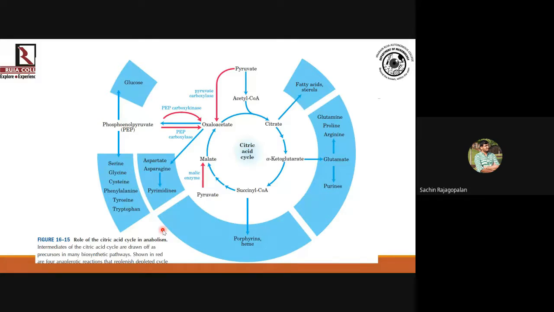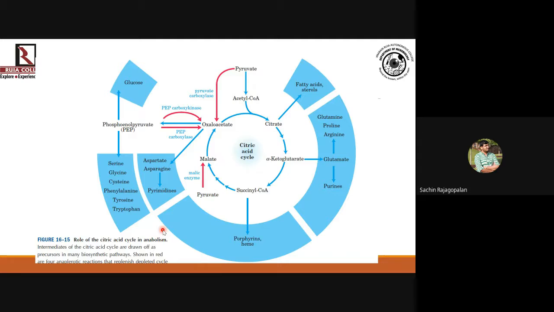You can also synthesize several amino acids from PEP, like serine, glycine, cysteine, phenylalanine, tyrosine, tryptophan. These are all a variety of amino acids that you can synthesize from PEP. If you have oxaloacetate, you can also synthesize aspartic acid and asparagine. And asparagine is very significant because from them you can synthesize the other family of nitrogenous bases, which are pyrimidines.